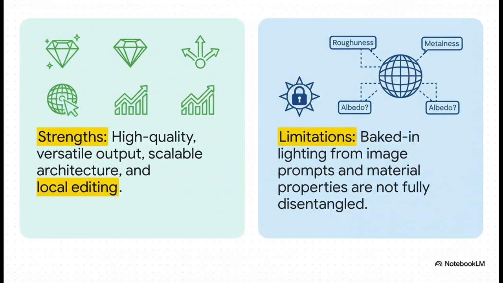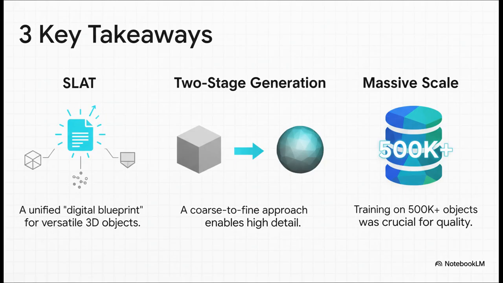Okay, so after all of that, what are the 3 big things you should remember? First, that SLAT representation. It's a new kind of digital blueprint that makes 3D generation way more versatile. Second, the 2-stage generation process. This coarse-to-fine approach is what lets it create such detailed objects so efficiently. And third, scale is king. This paper is yet another piece of proof that training on a huge, high-quality dataset is absolutely essential for getting these kinds of amazing results.